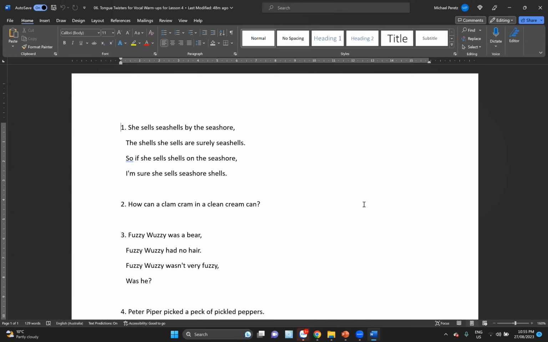Almost. Good try. So how can a clam cram in a clean cream can? So when you pronounce these tongue twisters, it's very important for you to really over enunciate with your mouth. So don't just, she sells seashells by the seashore. The shells she sells are surely seashells. That's actually getting easier the more I say it.